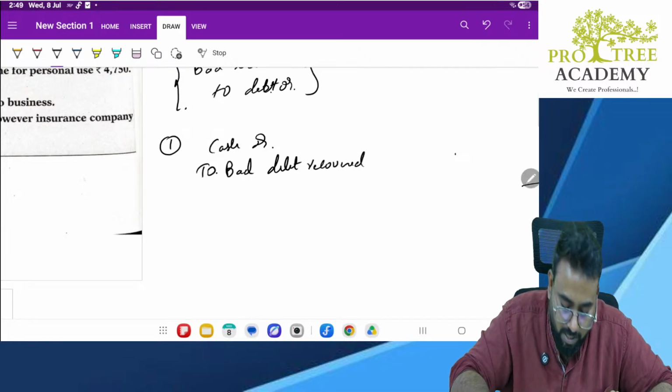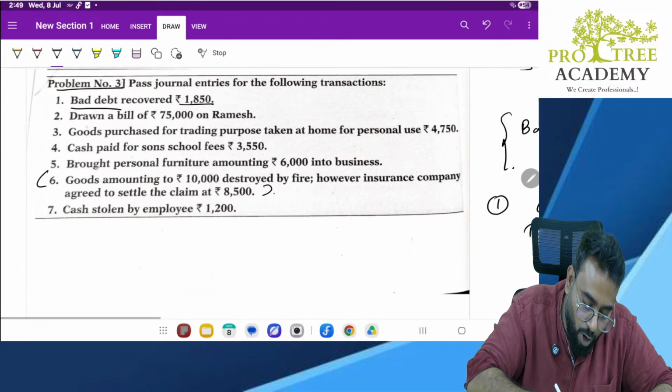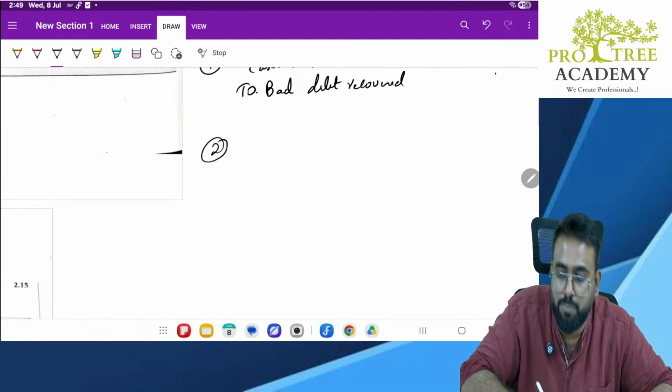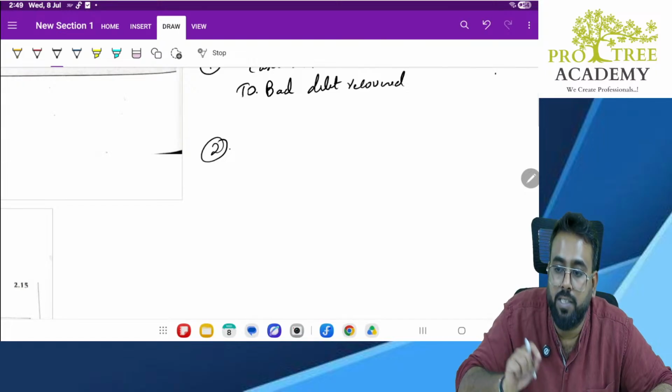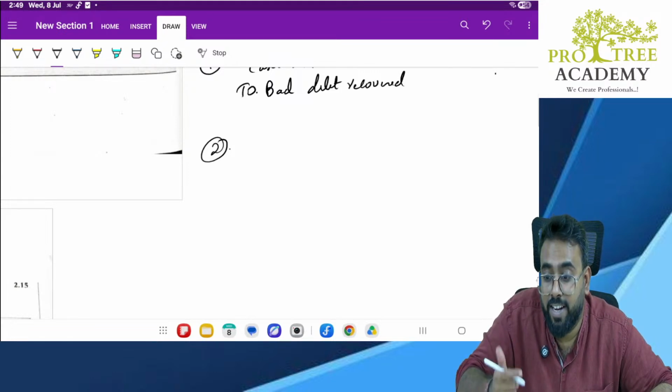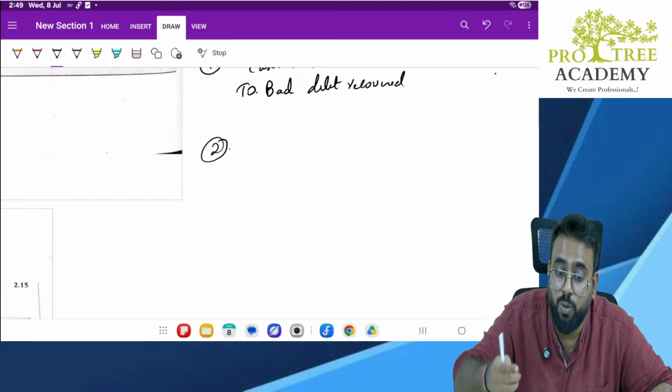Clear? Yes? Next entry. Drew a bill of 75,000 on Ramesh. Now I explained to you bills receivable, bills payable. Correct or no? So who is the drawer? The drawer is a person who has to receive the money. Here, who is drawing? I am drawing or Ramesh is drawing? Who is drawing? Read the question. Me. Correct. I told you the person who draws the bill is usually the person who has to receive the money.